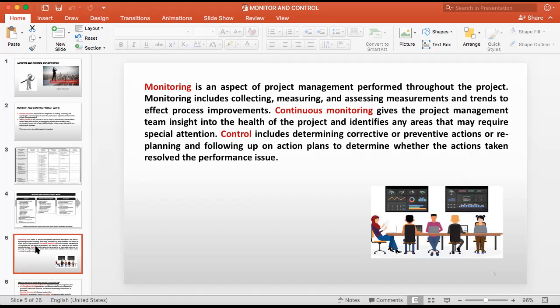If you see it is running out of your cost, you will have to do something to maintain the cost and bring it back to the right path. You can do that if you do continuous monitoring. Otherwise, you will miss all these things.